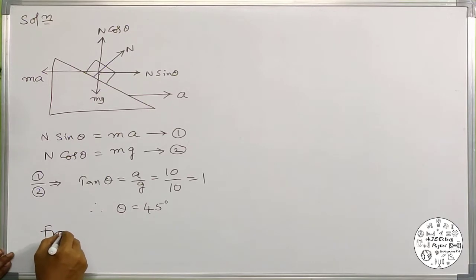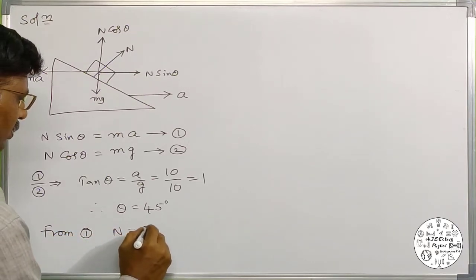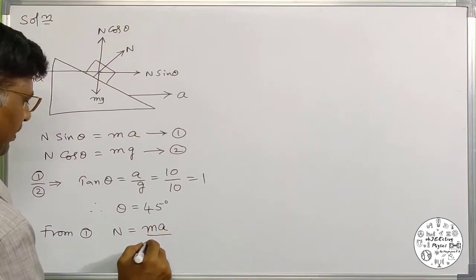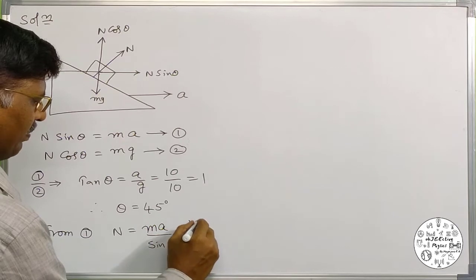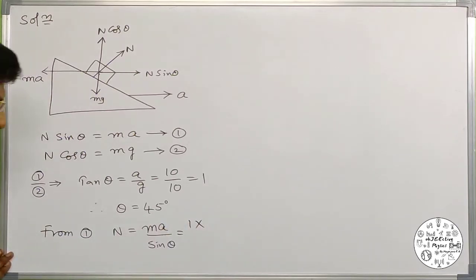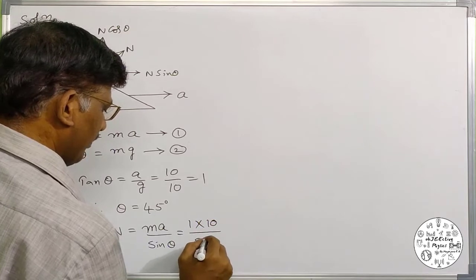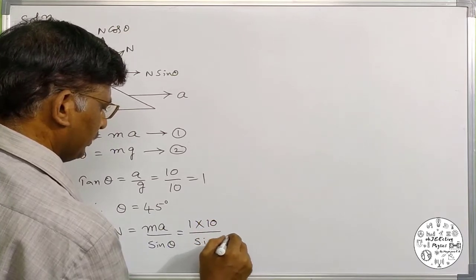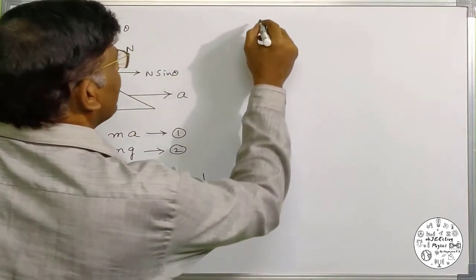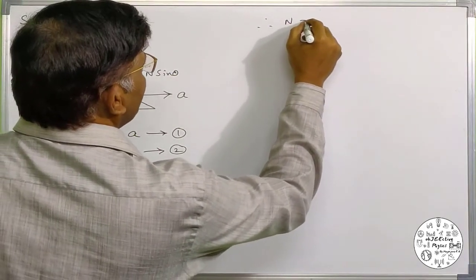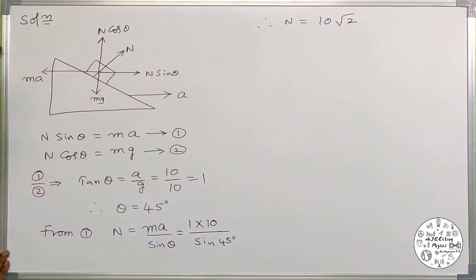Now, from 1, N is equal to ma divided by sin theta. That is equal to, m is given 1 kg in the question, a is given 10 meters per second square, divided by sin 45. We know that sin 45 is equal to 1 by √2. So therefore, N is equal to 10√2 newtons.